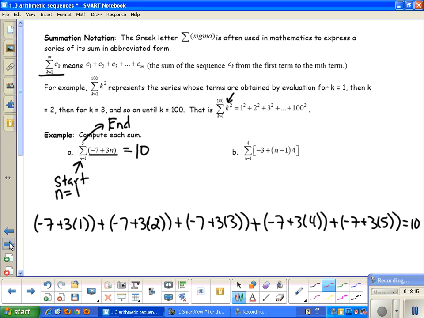So for B, I'm going to do the same thing. I'm starting off with n values of 1, and I'm ending with n values of 4. So I'm going to plug those in and add all those solutions together.